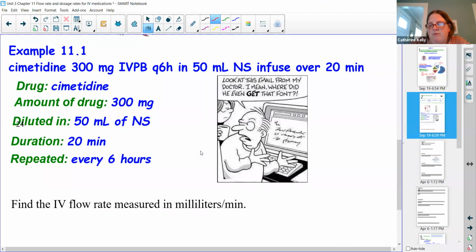So remember back in the day when you got prescriptions, it looked much like this guy in this picture here. He's like, hey guys, look at this email from my doctor. I mean, where do they even get that font?